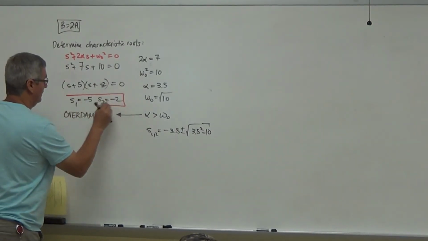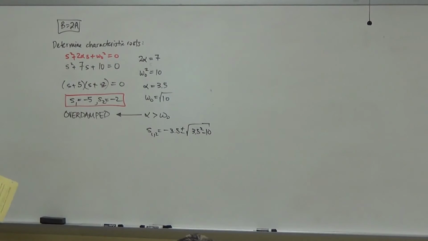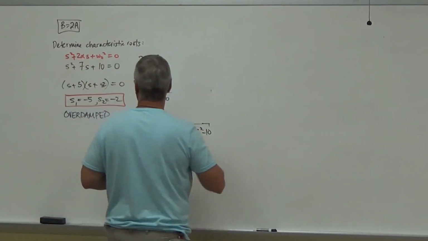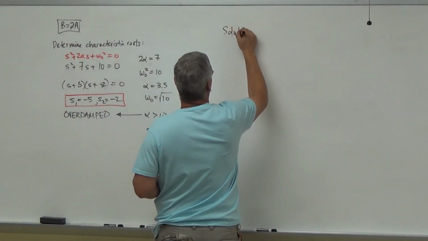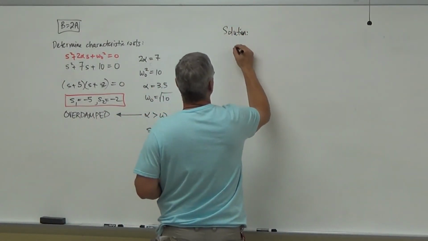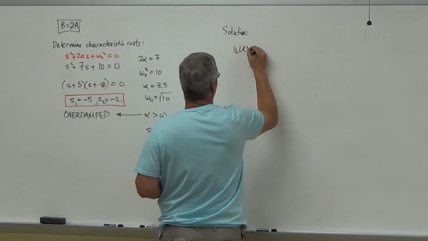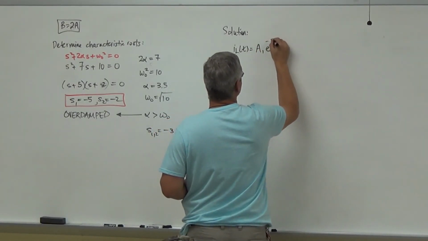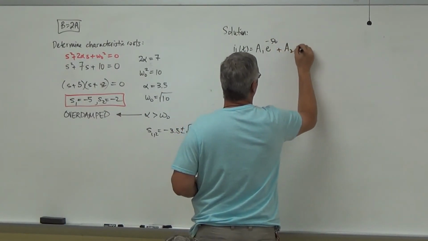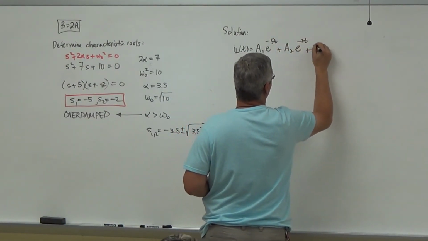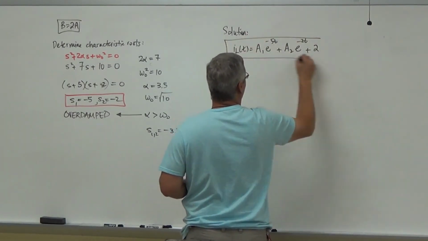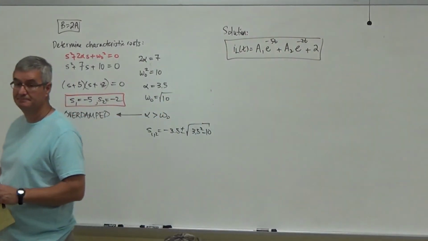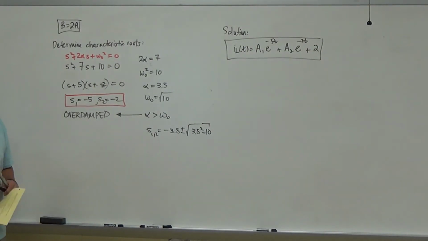But since I'm your friend, I try to make them easy when I can. And that's what I mean by that. So then, what do I mean? That means that the solution must be what? So I go, IL of t has to equal A1 e to the minus 5t plus A2 e to the minus 2t plus the constant 2. That's my solution right there. Yes? Any questions?